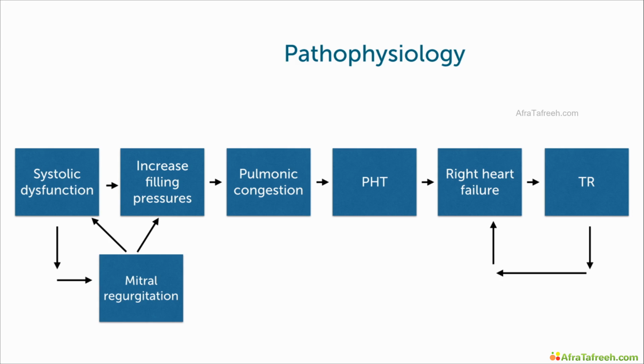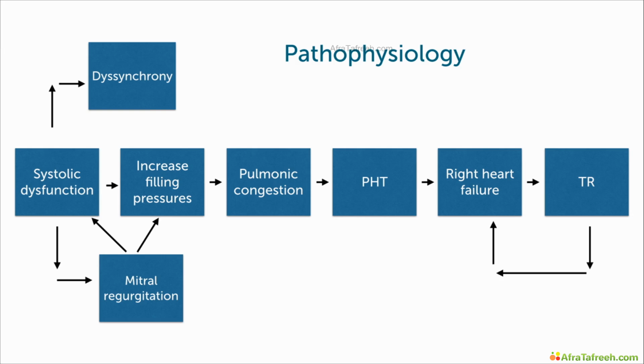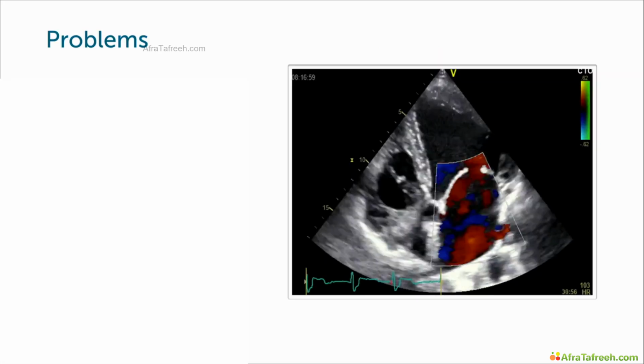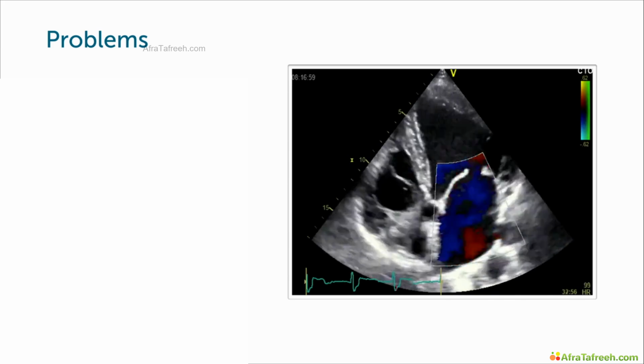And then we've got another vicious cycle. Because if we have systolic dysfunction in a dilated left ventricle, very frequently we will also have dysynchrony, a left bundle branch block. And this left bundle branch block, again, can deteriorate systolic dysfunction and lead to an increase of filling pressures. So be aware that we're going to see some of these problems in our patients.